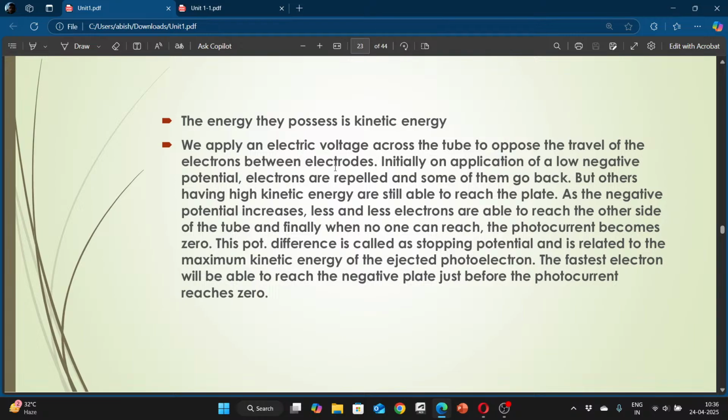This potential difference is called the stopping potential, which is related to the maximum kinetic energy of the ejected photoelectrons. The fastest electron will be able to reach the negative plate just before the photocurrent reaches zero, because they are trying to push through the most repulsion. That is the reason it has the maximum kinetic energy.